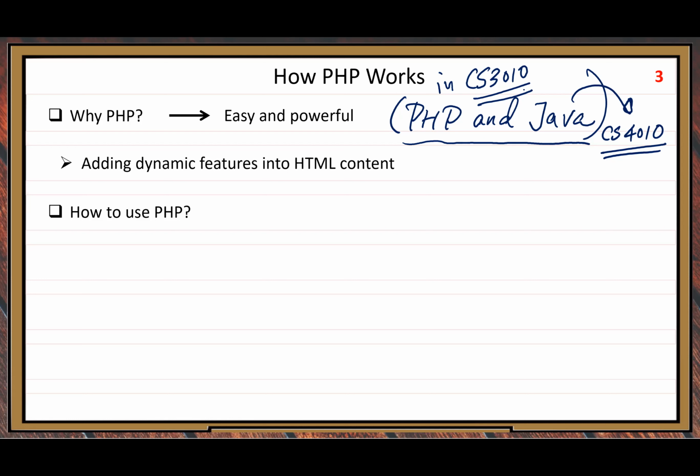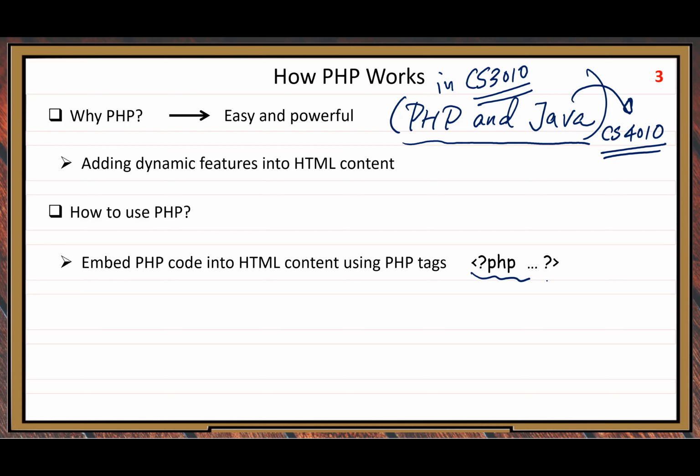All right, how to use PHP. Let me talk about the procedure to make the PHP code work on your machine. The method we use is to embed PHP code into HTML content using special PHP tags, treated as a pair of tags. The starting tag is less than question mark PHP. Sometimes that PHP could be skipped, but it's better to add it to make programmers aware we want to embed PHP code right here.